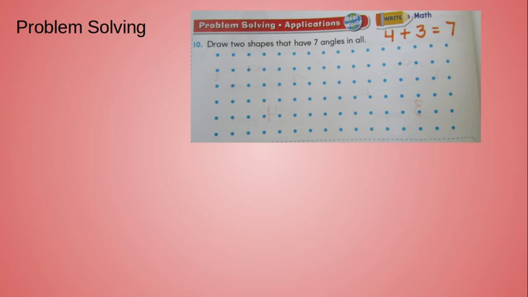Holy cow, we're on problem solving already. Okay, let's look at our first problem solving question. It says, draw 2 shapes that have 7 angles in all. All right, I need to draw 2 different shapes, and they have to add up to 7 angles.